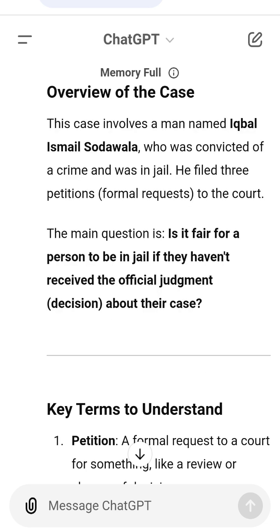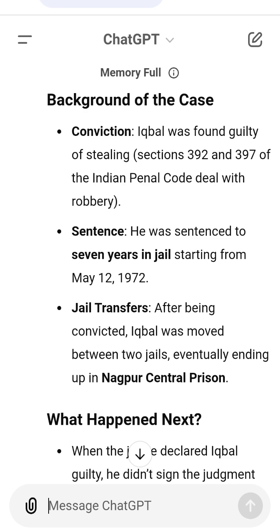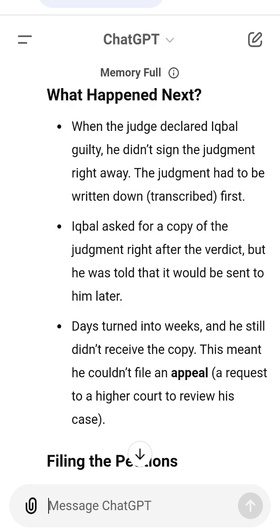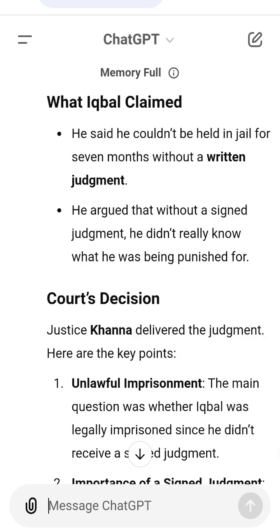Why this matters? Fairness. Everyone has the right to know why they are being punished. Without the proper documentation, it's difficult to challenge a conviction. Legal rights. This case highlights the importance of legal procedures in protecting the rights of individuals. Judicial accountability. Judges must ensure that their decisions are formally recorded and communicated properly to the accused.